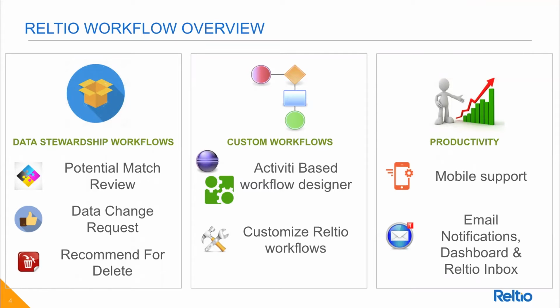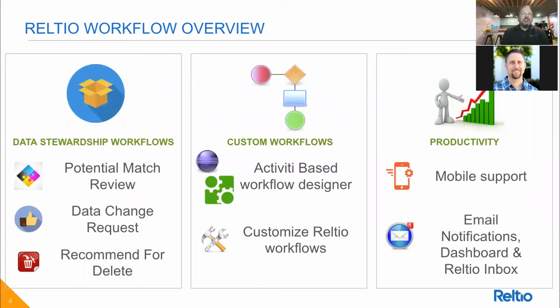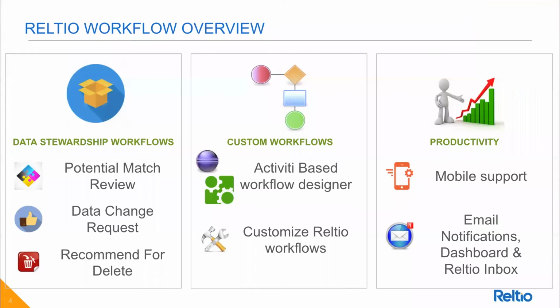The second area where we provide an out-of-the-box workflow is data change requests. The idea there is that any user who either chooses to initiate a data change request, or is restricted by their role-based access control, and wants to make a change to a value or a relationship can use the standard Reltio interface, but that potential change is held in a pending state while it's routed for workflow approval and review. We provide that data change request functionality out of the box, and we'll see an example of that again. The third area where we deliver out-of-the-box workflow capabilities is the recommendation to delete, and we'll discuss that again shortly.